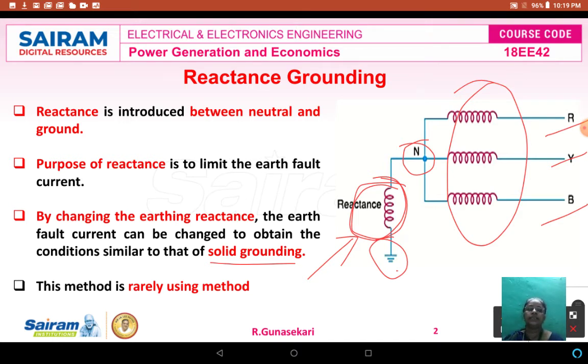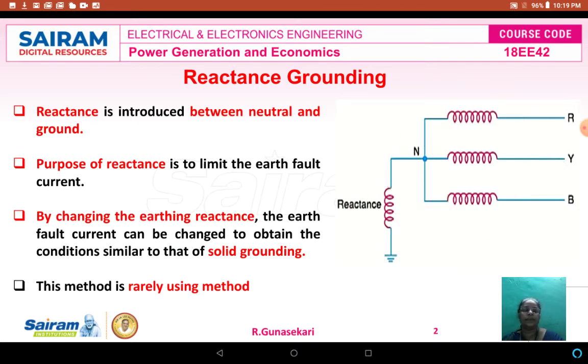So how does reactance grounding differ from resistance and solid grounding? In solid grounding there is no reactance; that is called solid grounding. Instead of reactance, if we connect a resistance, it is called resistance grounding.